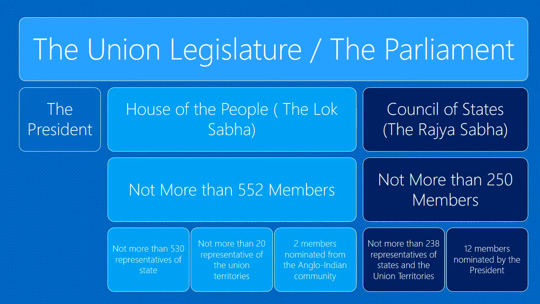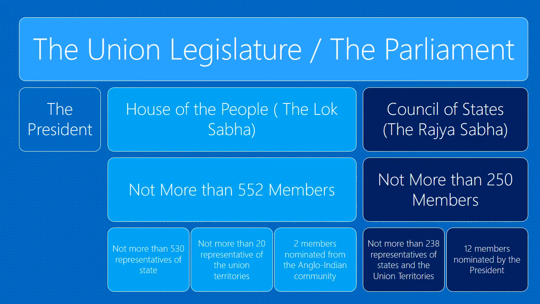The Lok Sabha can have a maximum of 552 members. 530 members are elected from the states, 20 members are elected from the union territories. The President nominates 2 members from the Anglo-Indian community.